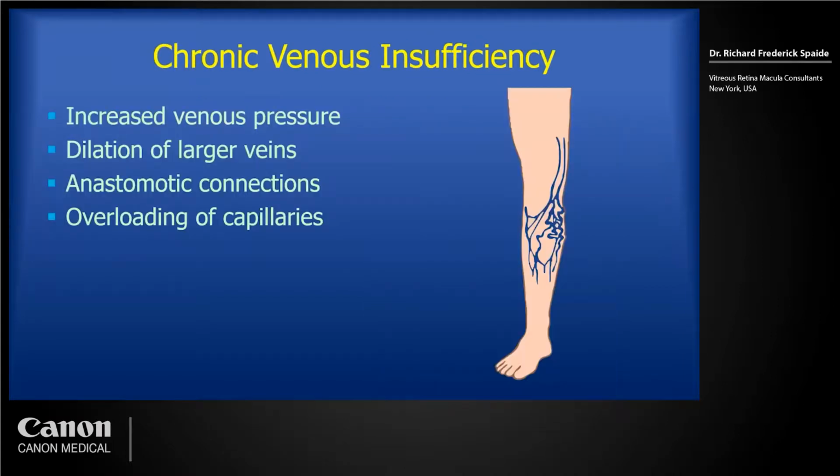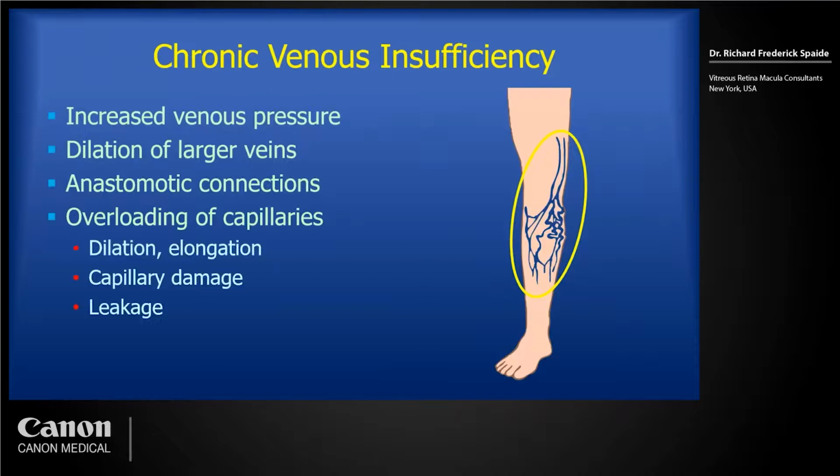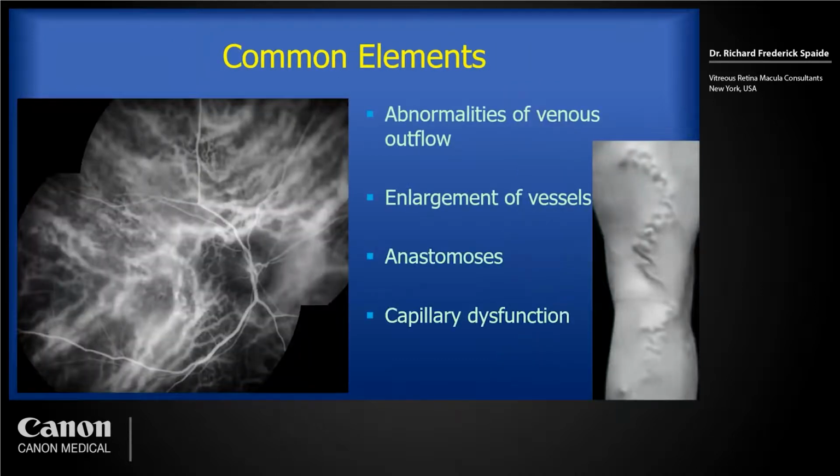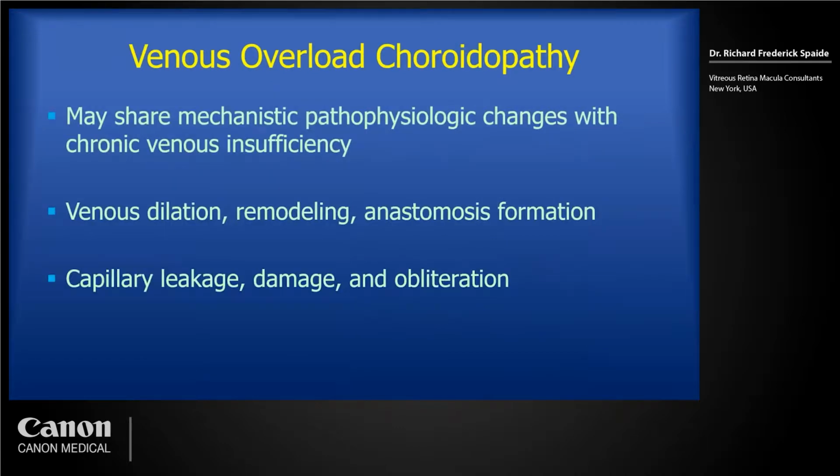In chronic venous insufficiency, there's increased venous pressure, dilation of larger veins, formation of anastomoses, and overloading of the capillaries. These capillaries become dilated, elongated, they suffer damage, and also leak. The common elements with eye disease is that the choroid appears to have abnormalities of venous outflow, enlargement of the veins, anastomosis, and capillary dysfunction, much in the same way that we would see in varicose veins, say in the leg. Venous overload choroidopathy may share some of the mechanistic pathophysiologic changes that we see in chronic venous insufficiency in other organ systems of the body.